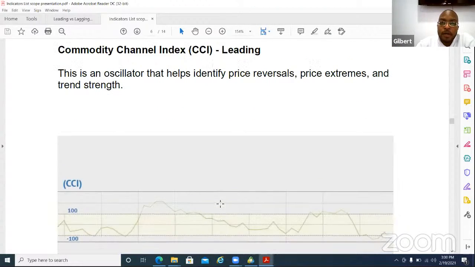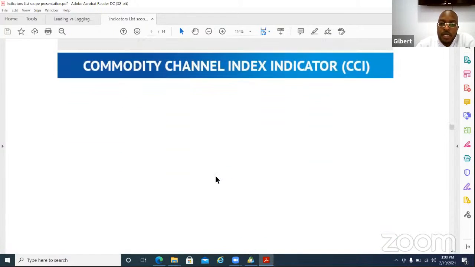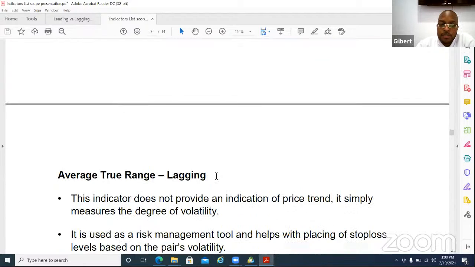So CCI is a leading indicator, and it's an oscillator that helps identify price reversals, price extremes, and the strength of the trend, and to confirm the strength of the trend. So this is how it looks, and it oscillates above and below these two levels here. So above 100, that would be a strong uptrend. Below minus 100, that would be a strong downtrend. So that is the CCI, Commodity Channel Index, and it's used as an oscillator like RSI and stochastics.